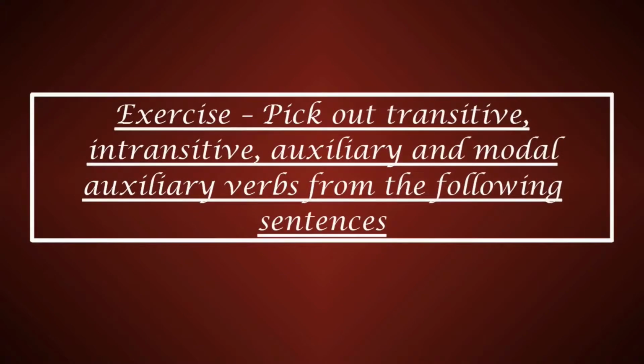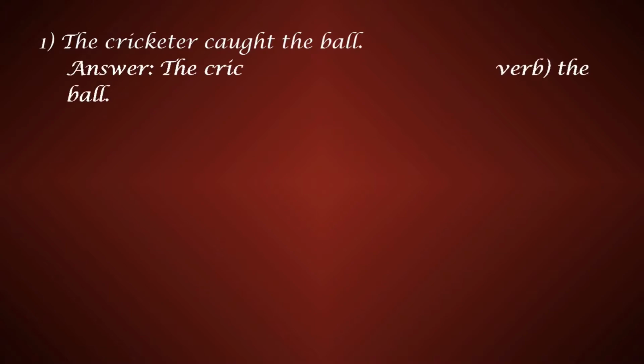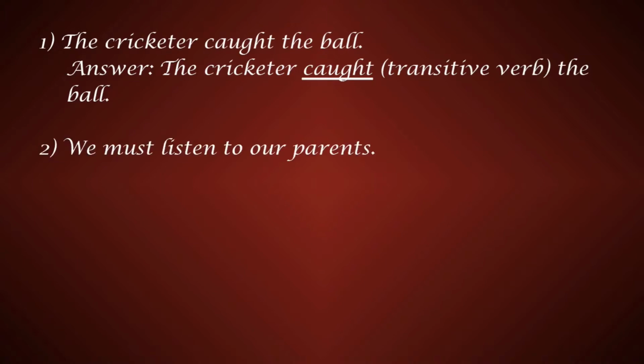Now we will come to an exercise. Here you have to pick out transitive, intransitive, auxiliary and modal auxiliary verbs from the following sentences. Number 1. The cricketer caught the ball. Here, caught is transitive verb. Here the action caught is received by the object ball. Number 2. We must listen to our parents. Here must is modal auxiliary verb and listen is transitive verb.